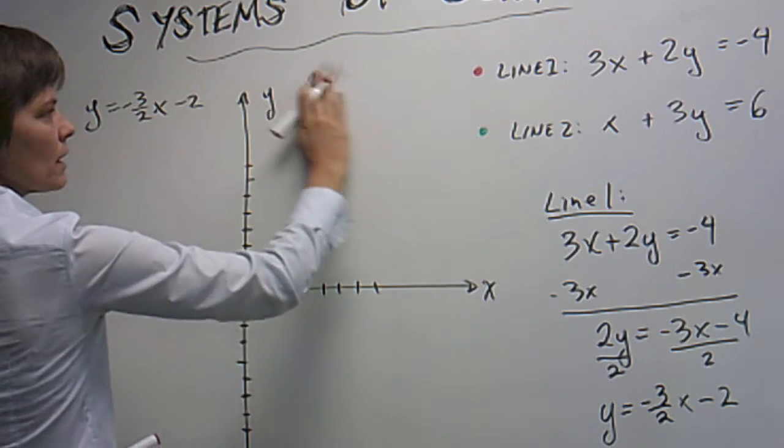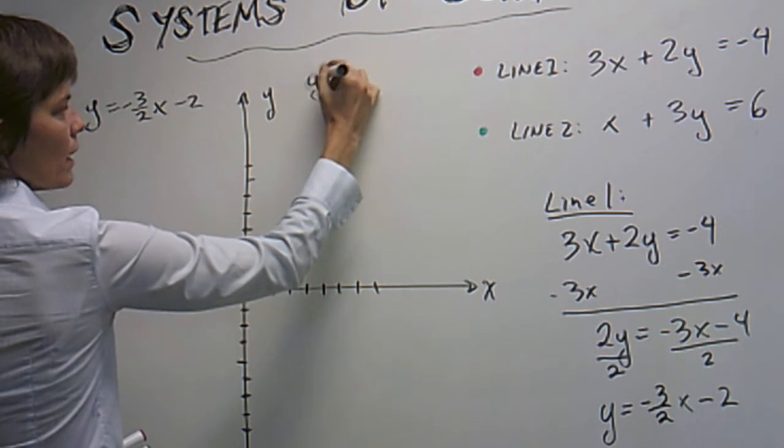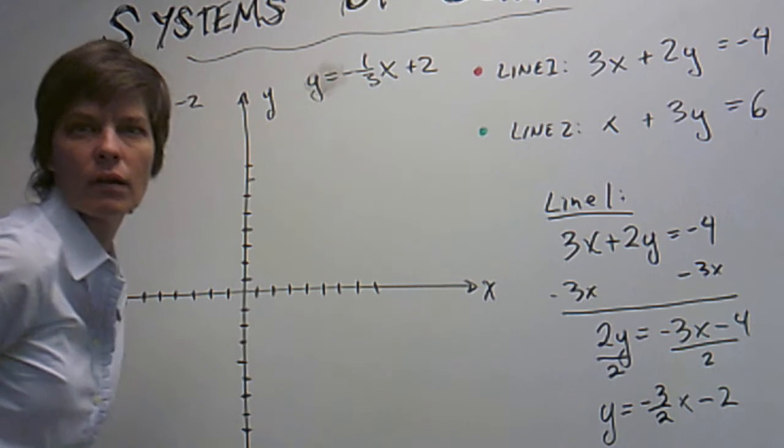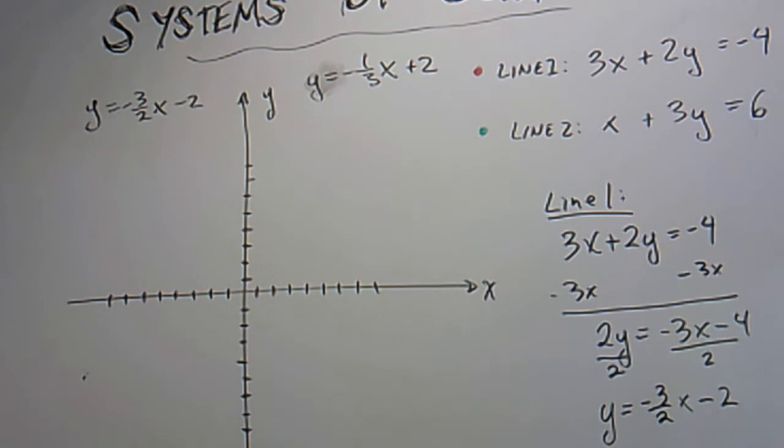Line 2, I'm not going to rewrite it. Y equals negative 1/3 x plus 2. Can we see both of these? Are we seeing them both? Yes, we are. Boom, boom. Okay.